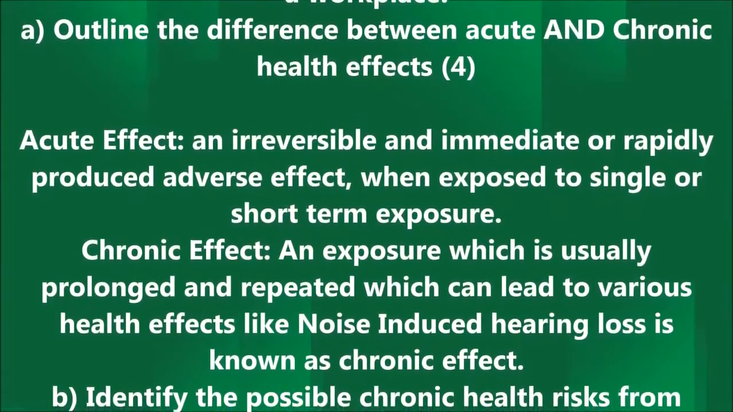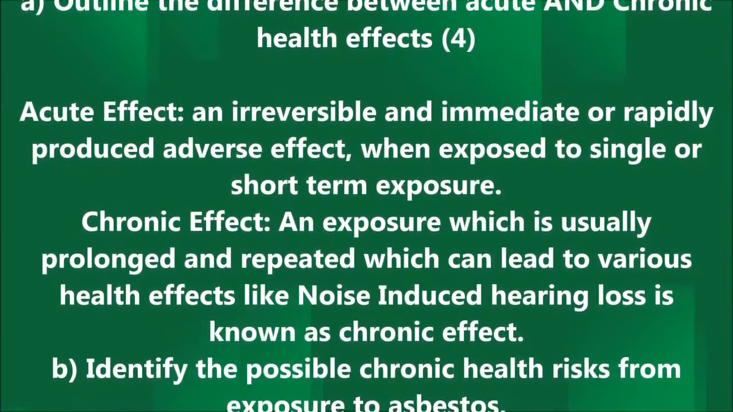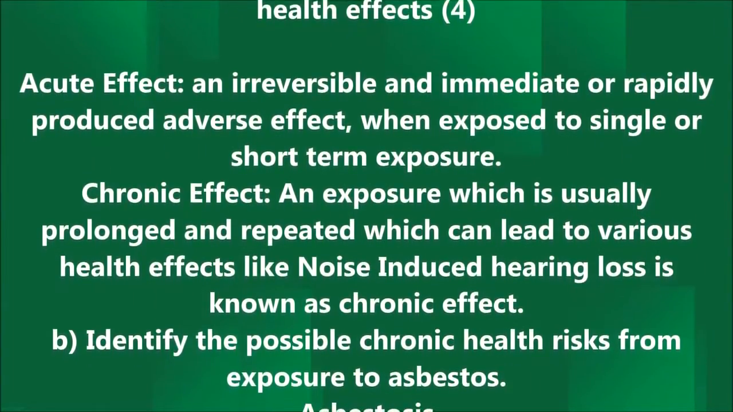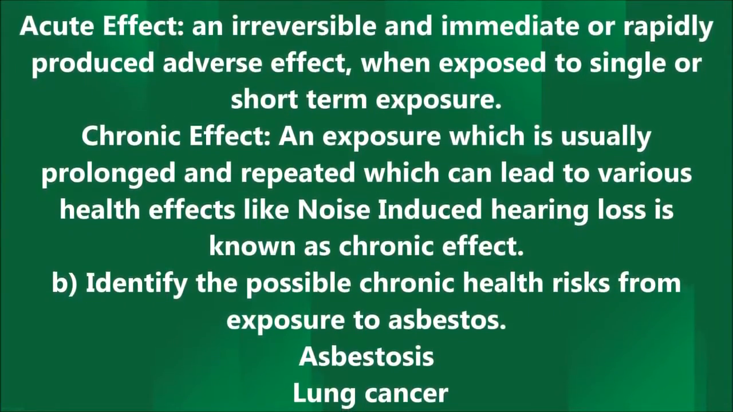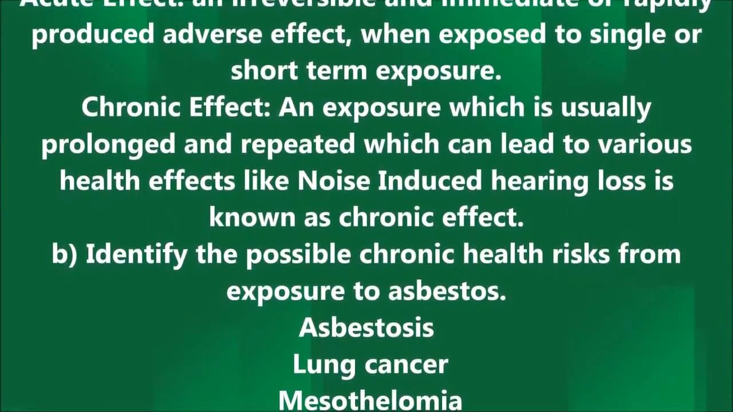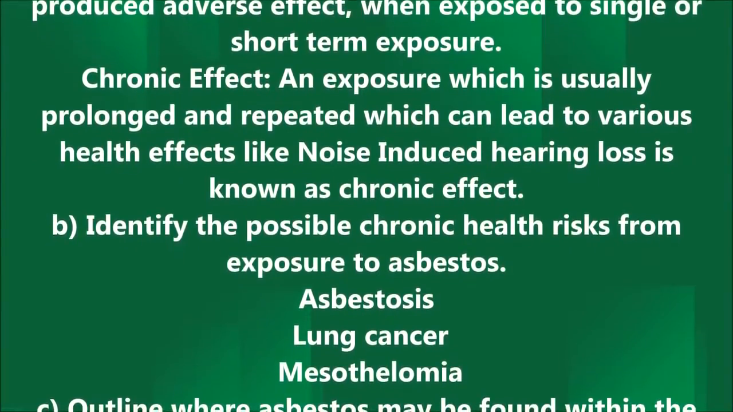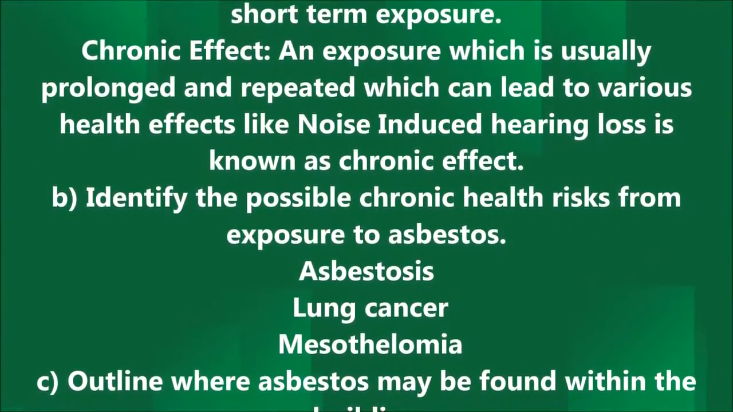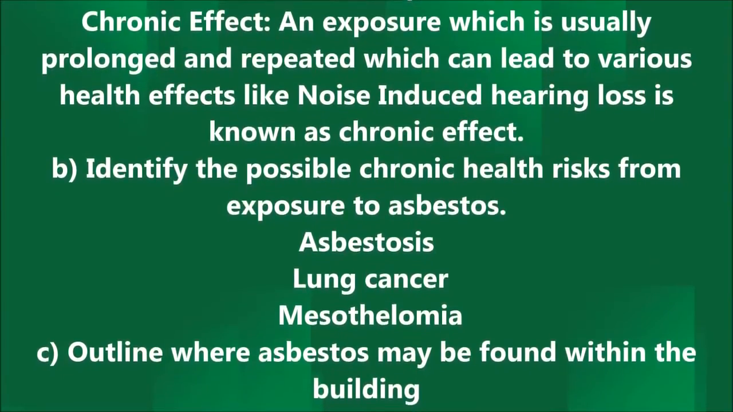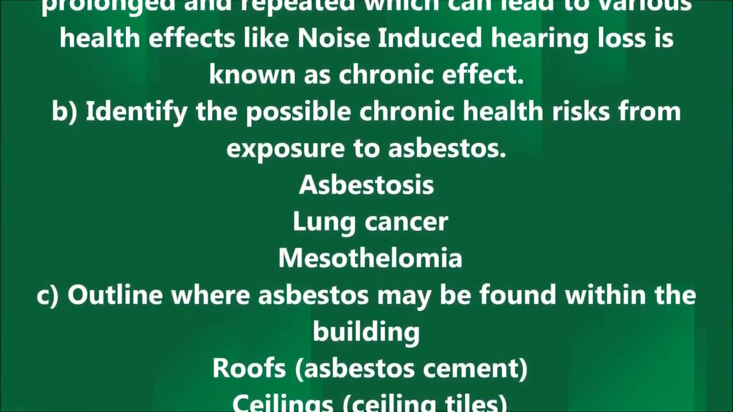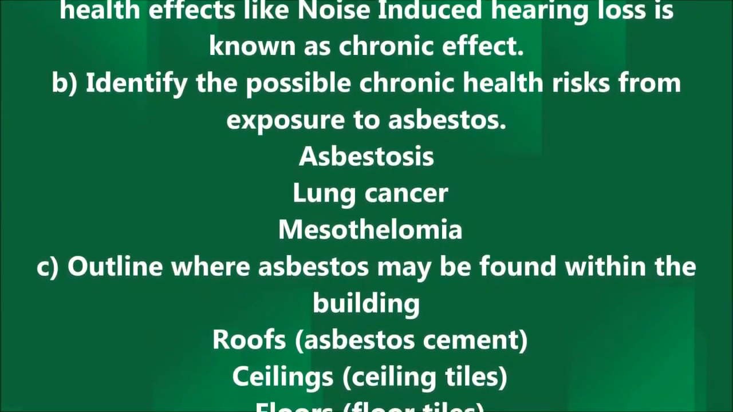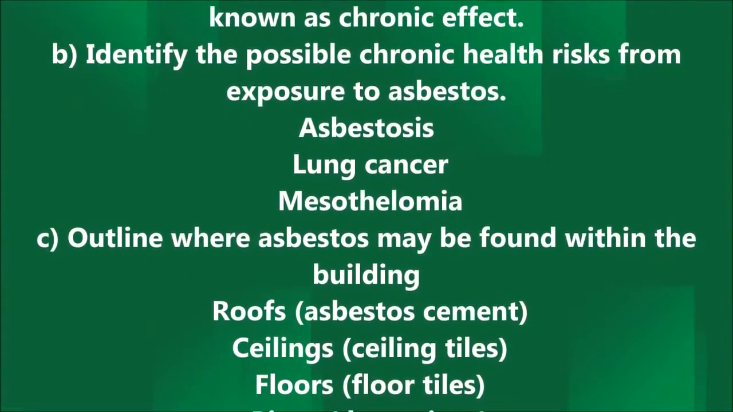17. Asbestos is to be removed from a building used as a workplace. A. Outline the difference between acute and chronic health effects. Acute effect, an immediate or rapidly produced adverse effect, when exposed to single or short-term exposure. Chronic effect, an exposure which is usually prolonged and repeated which can lead to various health effects, like noise-induced hearing loss, is known as chronic effect.